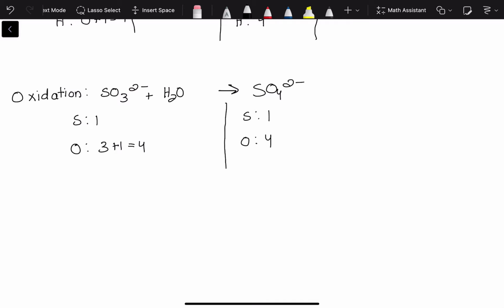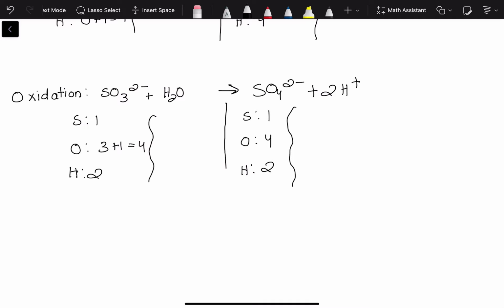However, now we have more hydrogens on the left side than we do on the right side. So we have 2 hydrogens on the left side. Now we need to have 2 hydrogens on this side as well. So we can add 2 H plus ions. Okay. So now all of the elements are balanced as well. Now we look at the charges.